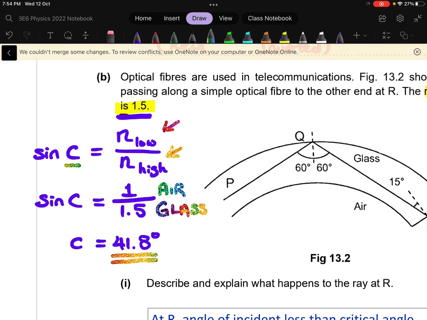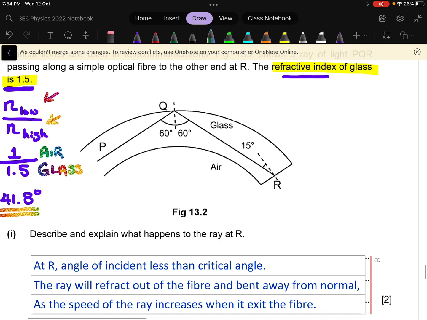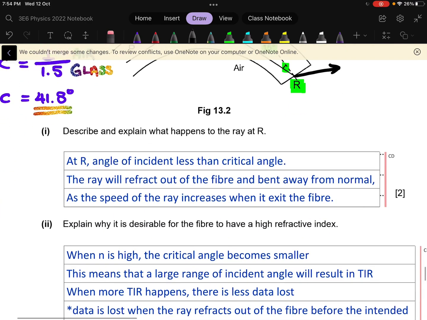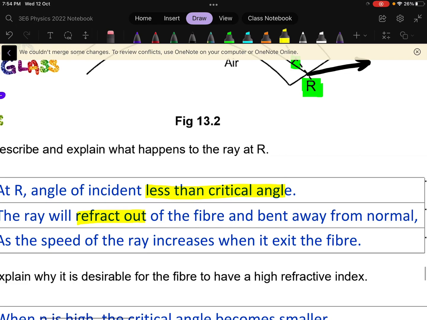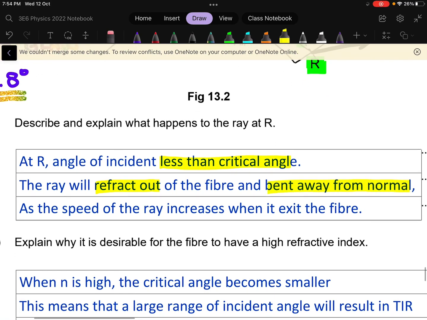So I substitute in the value. This is the critical angle that I'm finding, and I can see that at R, my incident angle is just 15. So this is actually lower than your critical angle. And when the incident angle is lower than the critical angle, I will know that it will just get refracted out. So that is my answer, right? Because the angle of incidence is less than the critical angle, I will know that the ray will refract out. And how is the refraction going to be? It is bending away from the normal. And I have to explain why it bends away from the normal.